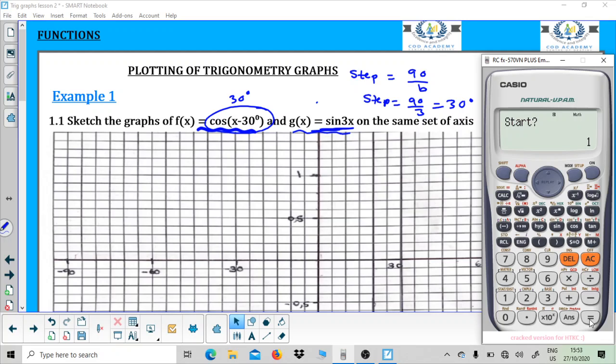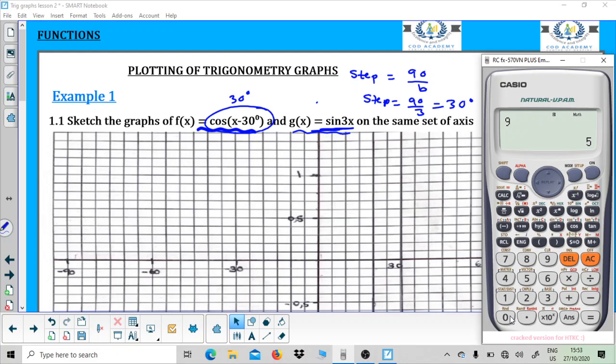Like I said, it will ask you where you want to start. Well, since on our first example we were asked to start on negative 90, we just mention we would like to start on negative 90 degrees like this, and then we press the equal sign to be asked where you want to end. Well, we would like to end on 90 degrees.